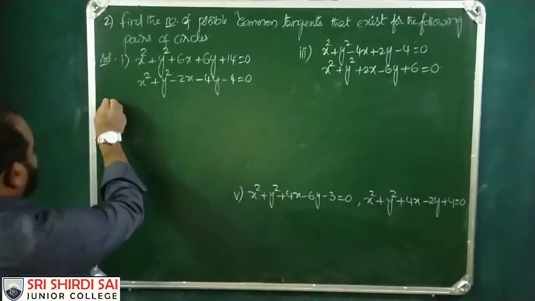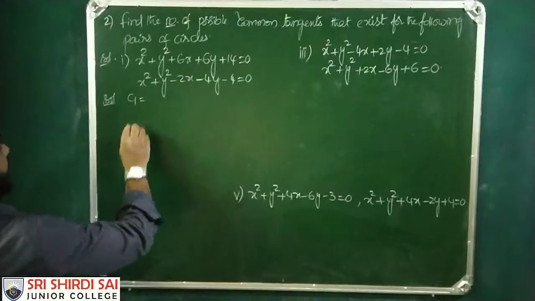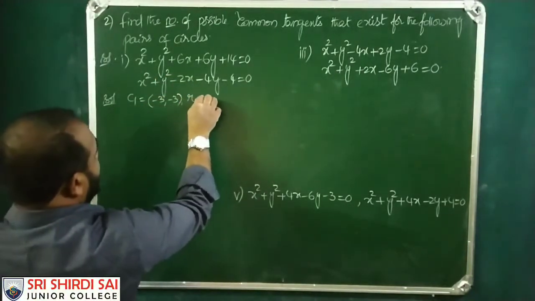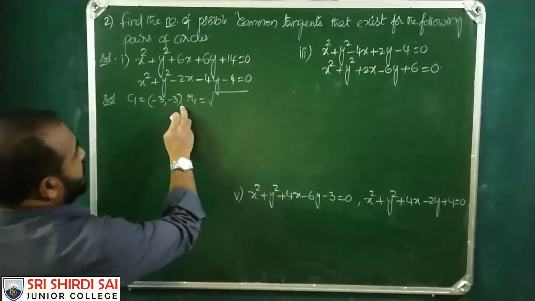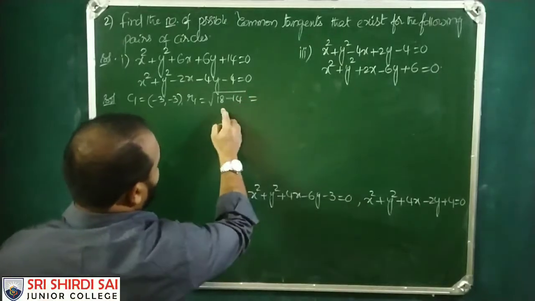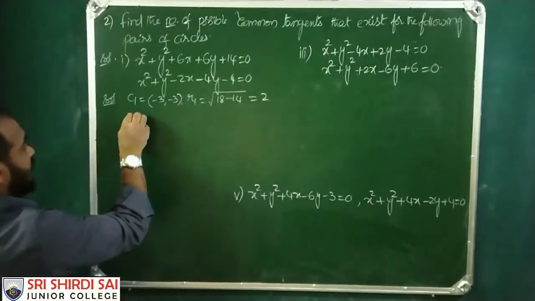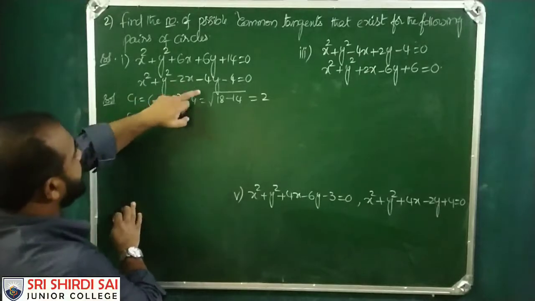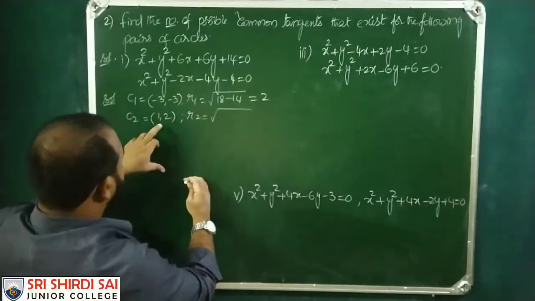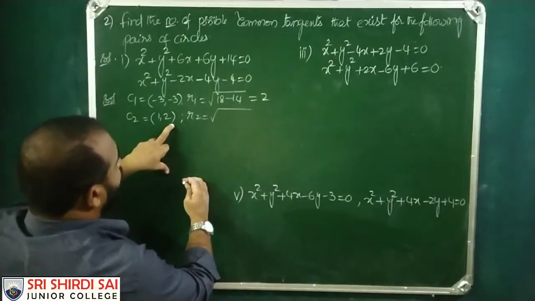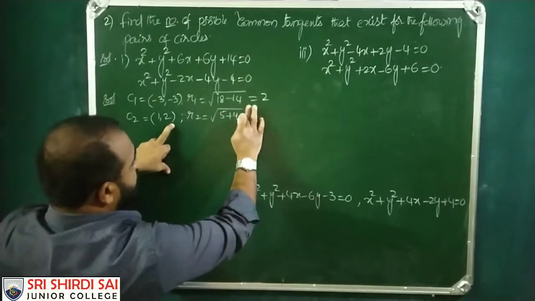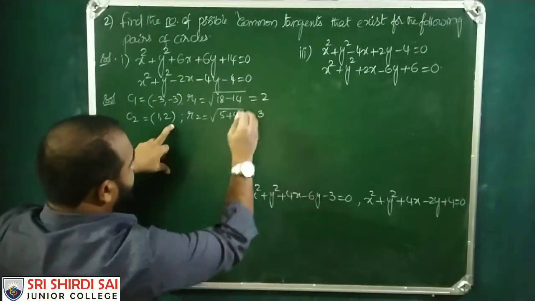So, solution. C1 is equal to (-3, -3). The radius R1 is the square root of 9 + 9 - 14, which is equal to root 4, which is 2. C2 is equal to (1, 2). Radius R2 is the square root of 1 + 4 + 4, which is root 9, which is 3.